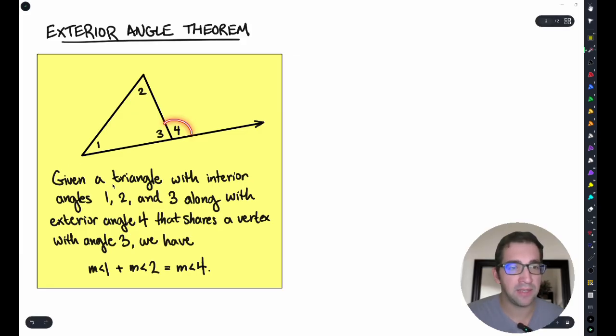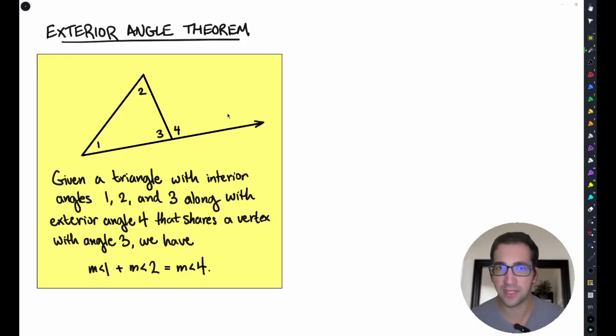So the theorem says, given a triangle with interior angles 1, 2, and 3, along with exterior angle 4 that shares a vertex with angle 3, vertex is just that point where those sides meet. Angle 3 and angle 4 share that vertex, so we can say that 4 is an exterior angle that shares a vertex with angle 3. When that's all the case, we have that the measure of angle 1 plus the measure of angle 2 is equal to the measure of angle 4. In other words, if this is x and this is y, then angle 4 is going to be x plus y. The measure of angle 1 plus the measure of angle 2 is equal to the measure of angle 4.